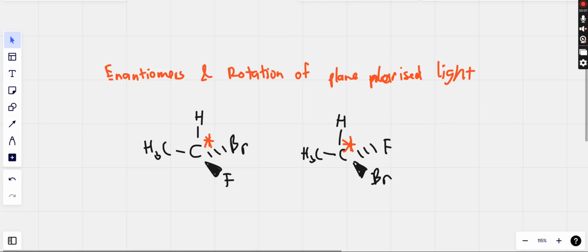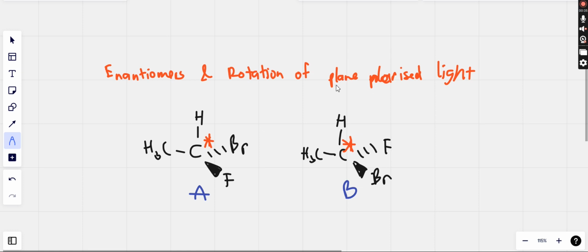Hi everyone, welcome to the next video for A-level chemistry, and today I'll be going through enantiomers and how they rotate plane polarized light. So here I've already drawn a pair of enantiomers. Let's label this molecule A, and this B. Enantiomers have the same physical properties, such as their melting point and boiling point, but they differ when they interact with plane polarized light.